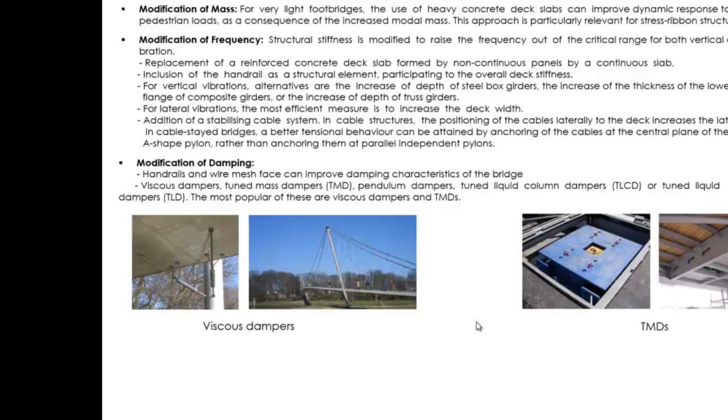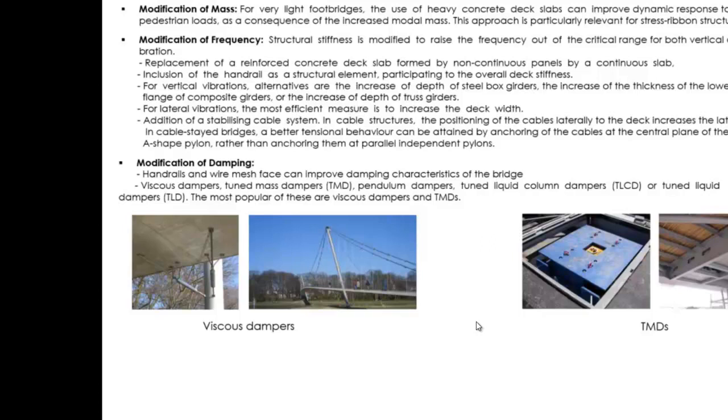The second thing we can do is modification of frequency. We modify frequency by altering the stiffness of the structure. This approach is usually applied when the frequency is in a borderline range. But this is a very tedious process, as you need to modify your full designs for this approach. The next thing we can go for is modification of damping.